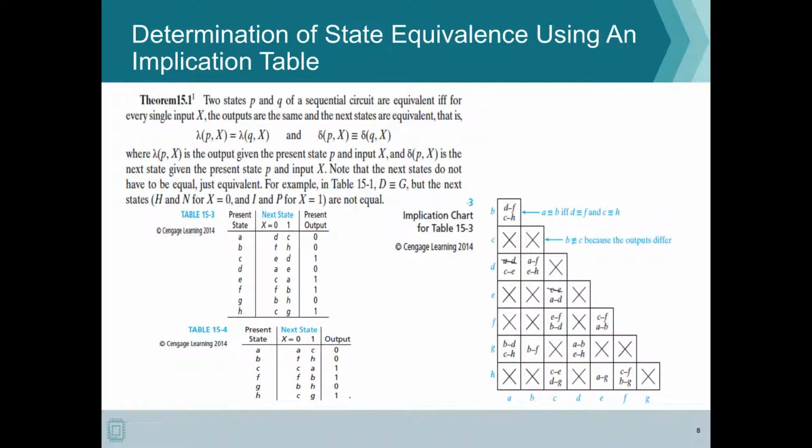So how do we go about doing it? We create what we call an implication table. In the implication table, we can see that we have these states, A to H. So what we do is, on our x-axis, we start from A down to G, and then on the horizontal axis, we start from H and go all the way to B.